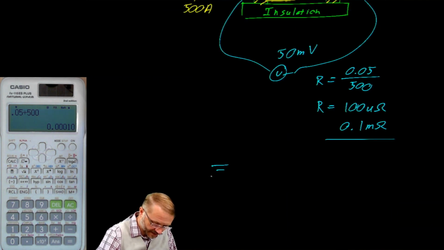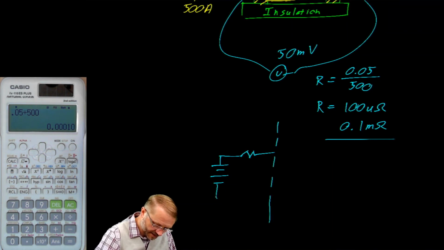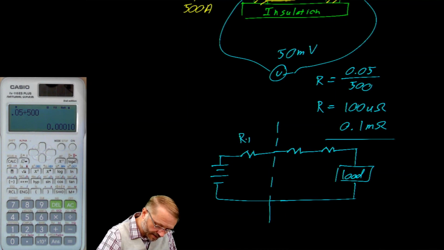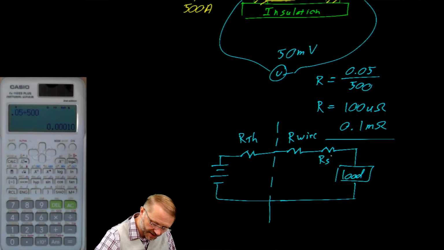It looks something like this. We've got the battery, we've got the Thévenin resistance of that battery, and here's the resistance of your wire, and here's your shunt resistance, and finally your load. So this is our Thévenin, this is our wire, and this is our shunt.